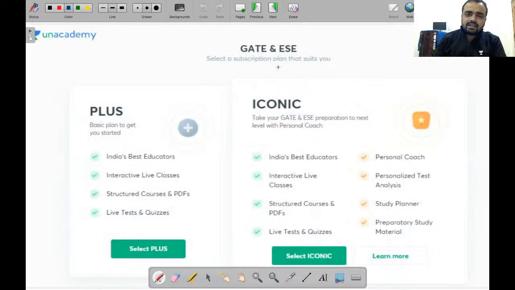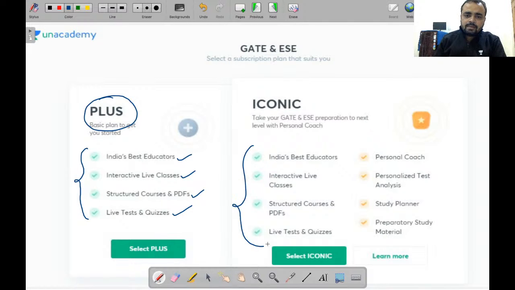So let's see what is the difference between Plus and Iconic. In the Plus subscription, you can have India's best educator. Whether you take Plus or Iconic, you will get these things for sure: the interactive live sessions, structured courses and PDFs, live tests and quizzes. Whatever you get in Plus, you will definitely get in Iconic also. But what are the additional things you get in Iconic? Because the fee structure of Iconic is a little bit high in comparison to Plus.